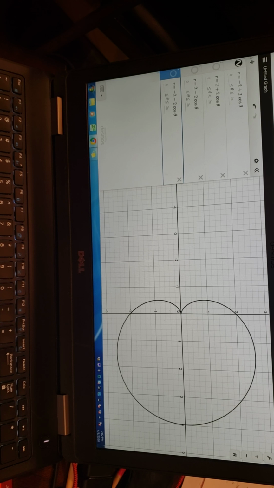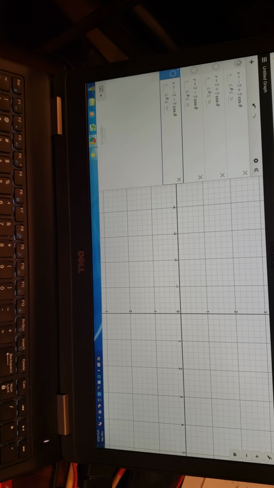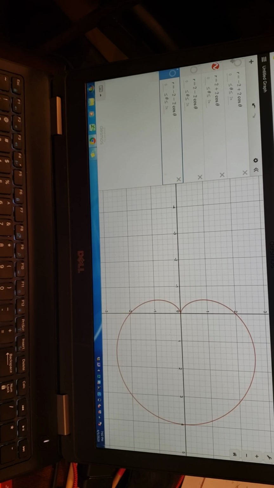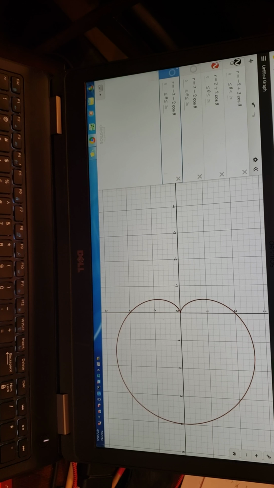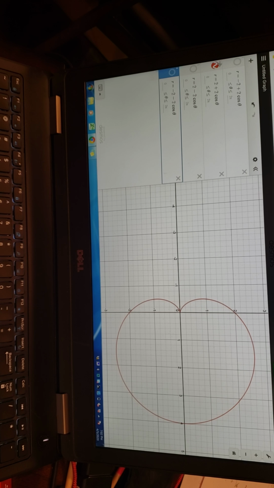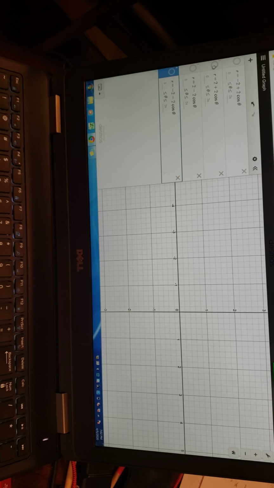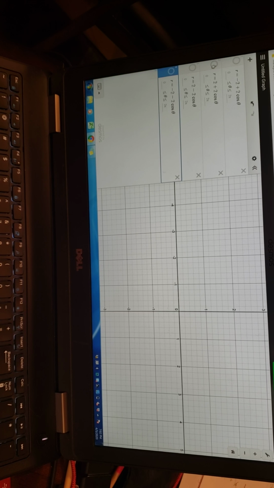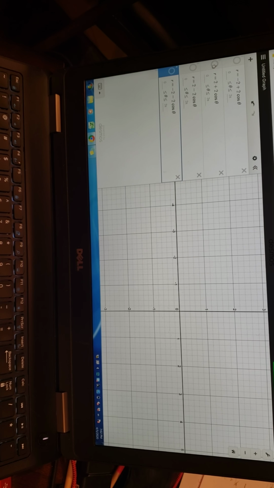So the second one, let's get rid of the first, so none are up. Let's look at when A is positive 2. And it looks to be the exact same as if A is negative 2. So is there a difference if A is positive or A is negative? No, there's no difference at all. Just like when we looked at the inner loop. So if this holds true to the inner loop, are we going to see a difference between positive 2 cosine theta, negative 2 cosine theta?